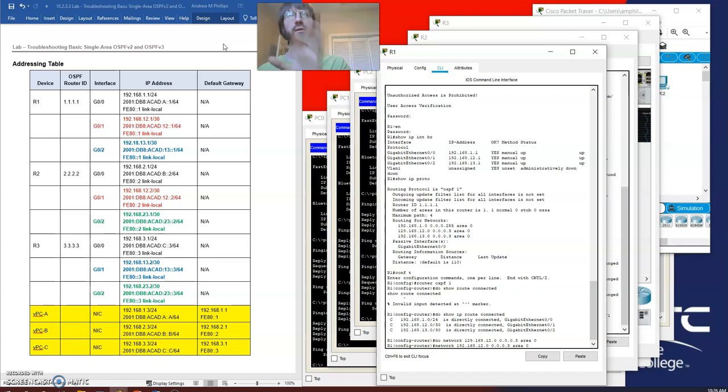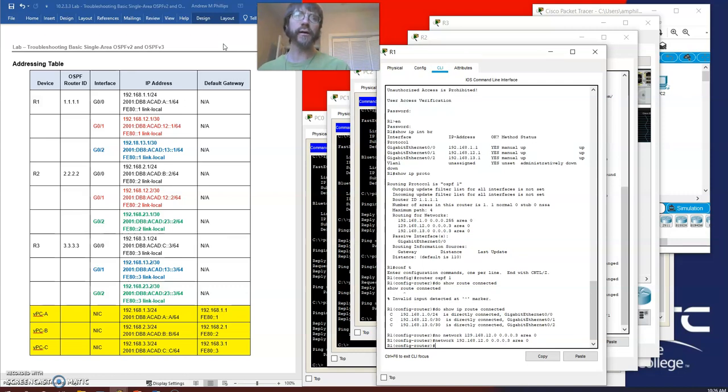The mask is fine. Of course, we noticed earlier that these networks were configured incorrectly in interface mode. If I had left those as /24s, you wouldn't have gotten anything. Everything has to match at layer 3 for neighbor adjacencies to form. So I'm going to do this, and let me see.